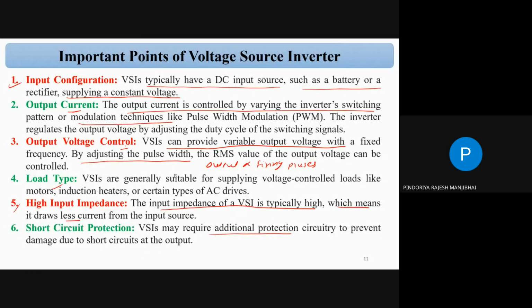Okay, that's why. There is no specific reason why VSI provides high input impedance and why CSI provides low input impedance. The technical reason is that, by nature, capacitors and inductors provide high and low impedance. That is by nature, correct? So every component has its nature, correct?